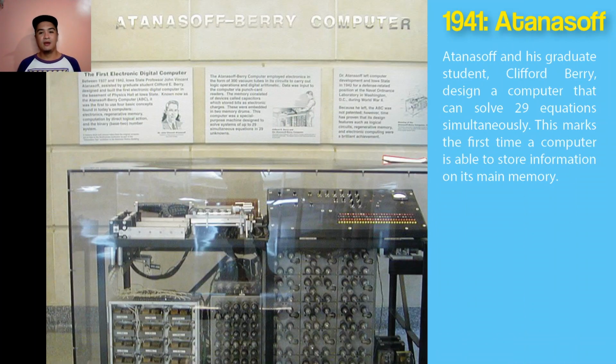Okay. Now, you also have the Atanasoff. Atanasoff and his graduate student Clifford Berry designed a computer that can solve 29 equations simultaneously. Yeah, this guy's good. Now, this marks the first time a computer is able to store information in its main memory. It's really the first time. So the Atanasoff-Berry computer was famous at that moment, right?